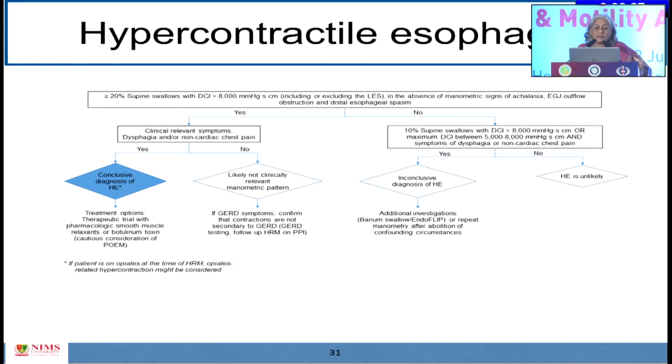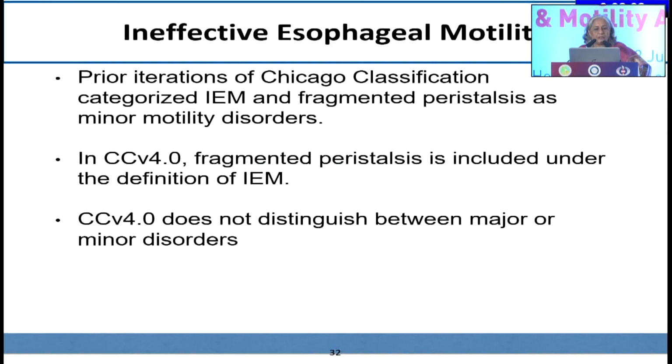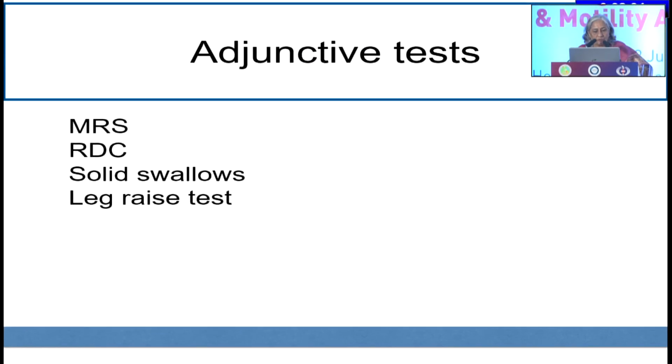So if there are clinically relevant symptoms and this fits into a hypercontractile esophagus where the amplitude is really very high, and distal latency is normal, call it hypercontractile. But before that, please check whether this patient has reflux and treat them accordingly. Ineffective esophageal motility, Dr. Srihari will be doing.